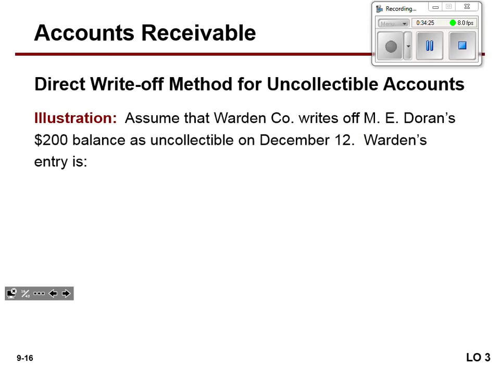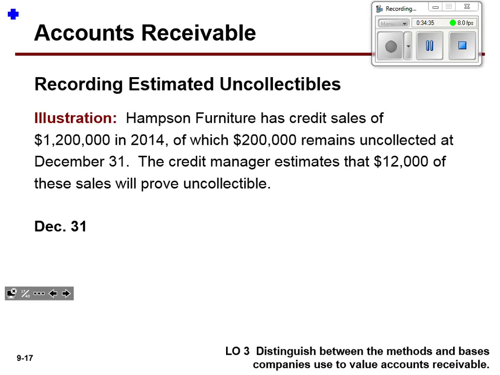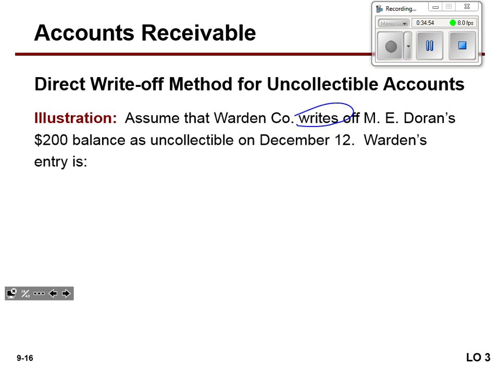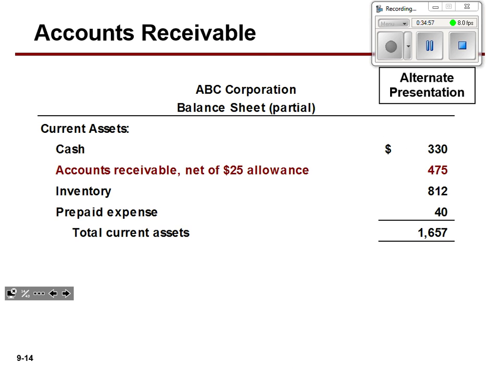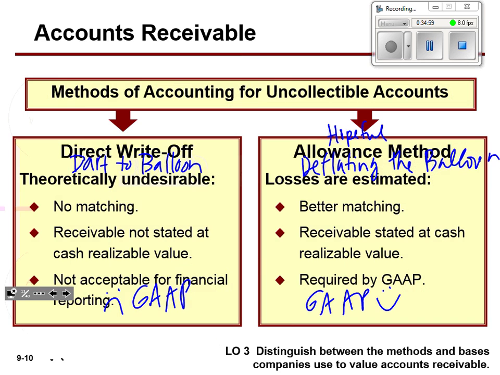We're going to start journalizing what this looks like, though. I just want to preview it. Assume that Warden writes off. That's a dart. Some credit manager estimates that these are going to be uncollectible. That's the deflated balloon, or hopeful that we'll get those doubtful accounts recovered. So we'll get into seeing how those look in journal entries. Let me backtrack. I think it would be good to review this on Monday and then just start.